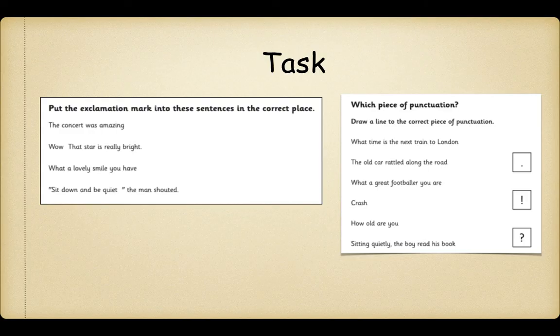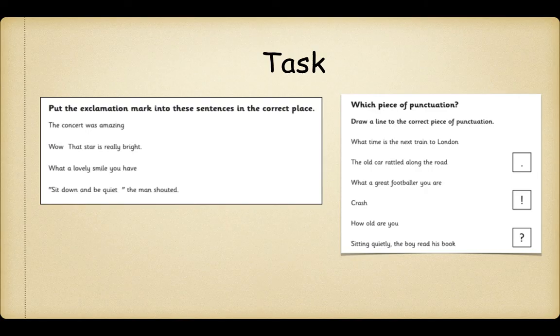So here you have to choose, do I use a full stop, an exclamation mark or a question mark? I'm going to read them for you. What time is the next train to London? The old car rattled along the road. What a great footballer you are! Crash! How old are you? Sitting quietly, the boy read his book. Right, so select the punctuation for each sentence.